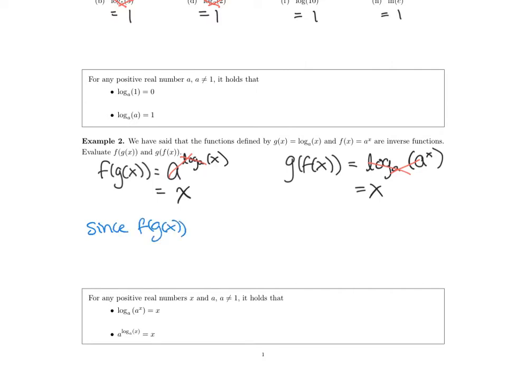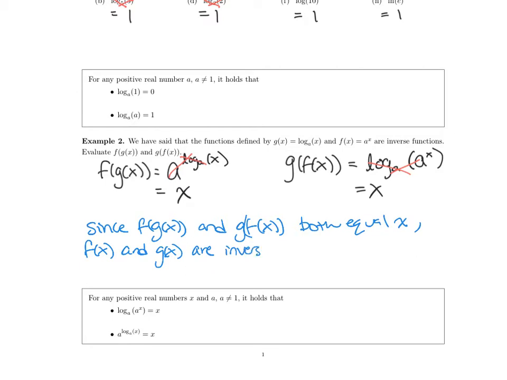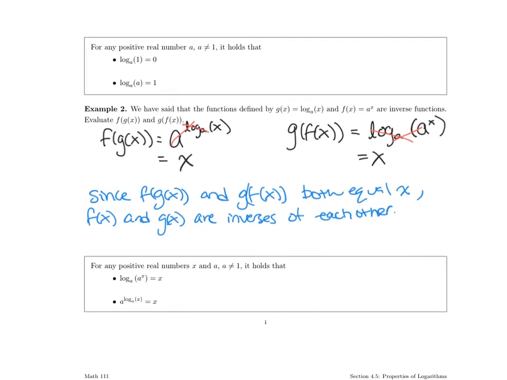So since we're going through with inverses, let's write ourselves a sentence. Since f of g of x and g of f of x both equal x, f of x and g of x are inverses of each other. And what we've really done is we've really just shown two more rules.